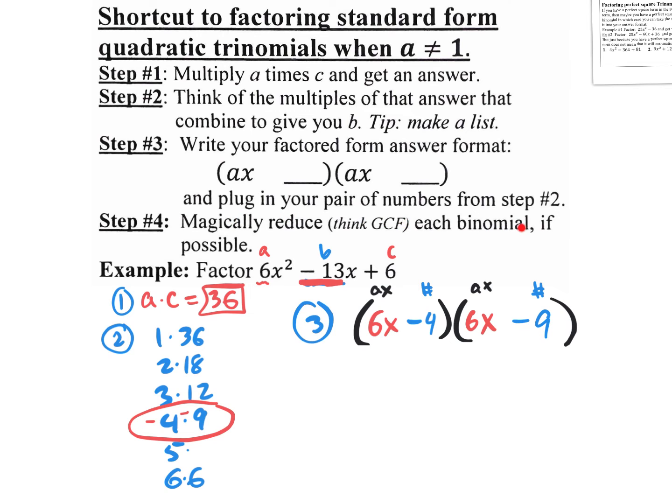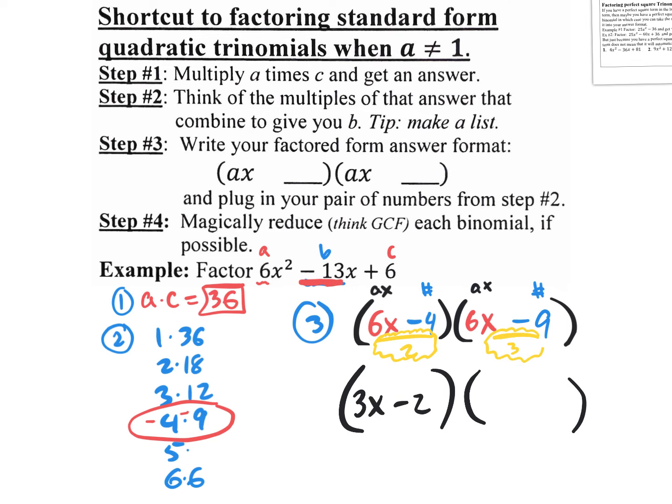Think of the GCF of each binomial if possible. So what could I reduce by on 6 and 4? What could I divide by on 6 and 4? 2. So if I divide that whole binomial by 2, and again I put this in a cloud because it's not really work that we're showing, we're doing this in our head, what do I end up with? 3x minus 2, right? And how about the other one? What could I reduce there by? 3. Divide by 3, the whole thing. I put in a little cloud because that's not really math that we're doing. We're just doing it in our head. 6 divided by 3 is 2x minus 3. And guess what? We're done.